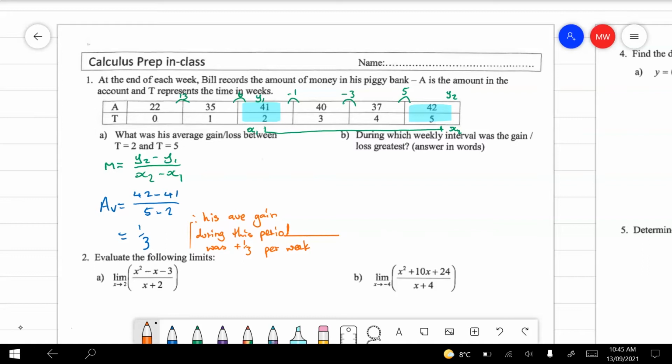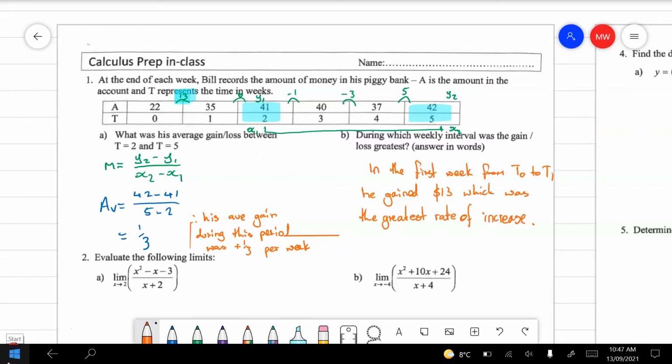So during which weekly interval was the gain or loss the greatest? Well, we can see quite clearly here in the first week that he had the greatest gain, and that was greater than any of his losses. So same deal, worded answer. In the first week, which was from T0 to T1, he gained $13, which was the greatest rate of increase throughout the period.